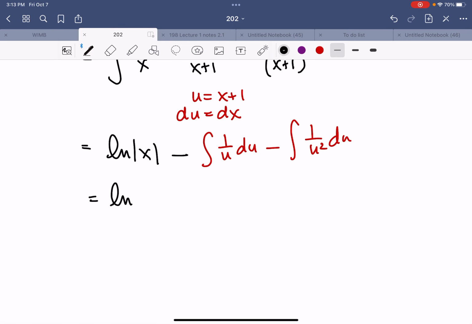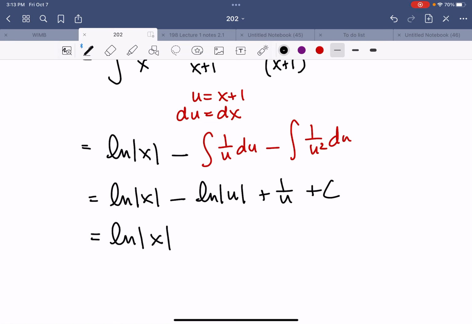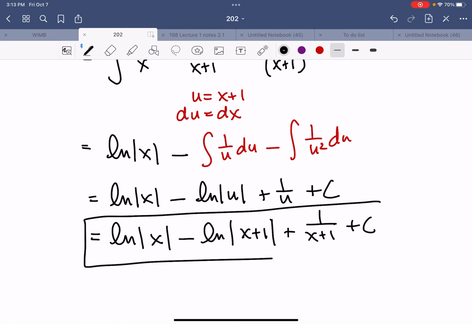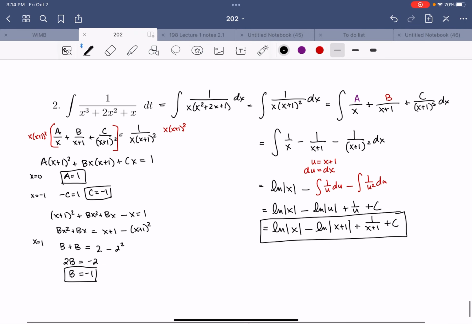This becomes the natural log absolute value of x minus natural log absolute value of u plus 1 over u plus a constant. And then we plug our u back in. So this is the natural log absolute value of x minus natural log absolute value of x plus 1 plus 1 over x plus 1 plus a constant. And that's our answer to problem number 2.